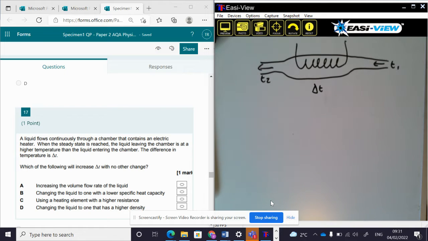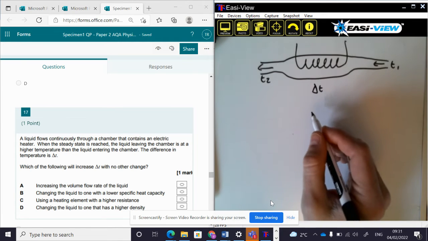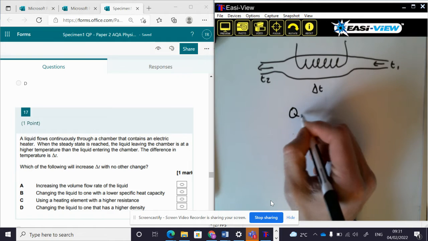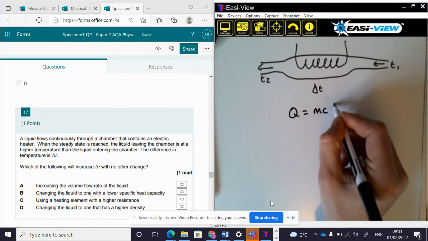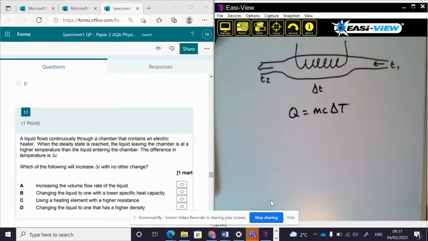It could be that you can look at the options and intuitively decide you've got a feel for it, it must be that one. You might have a clear idea what it is, but I'll go through it step by step anyway. So Q equals mc delta T is your starting point for this. And then it talks about power, volume flow rate, specific heat capacity, and density. So we need to include all of those values.